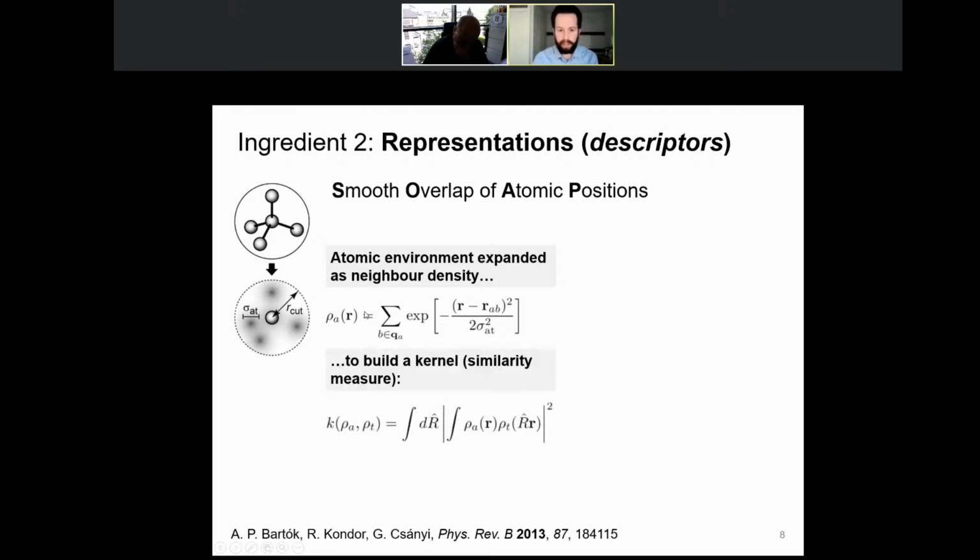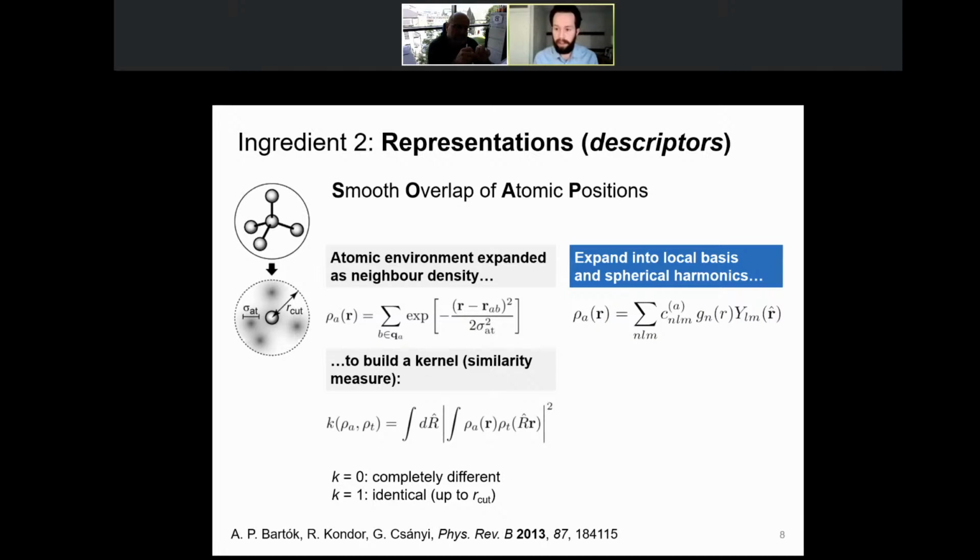And now to compare 2 different environments, which is what I need for kernel methods, I'm going to integrate over these densities, and I'm going to integrate out the rotation. So if 2 atoms are oriented like this or like that, they will be giving you the same value. And the kernel is defined in such a way that it is going to give you a measure between 0, which means completely dissimilar, up to 1, which means identical, up to a cutoff, and up to rotation.